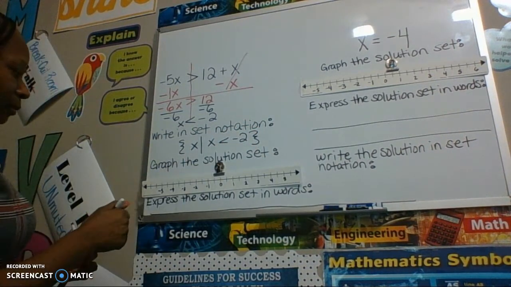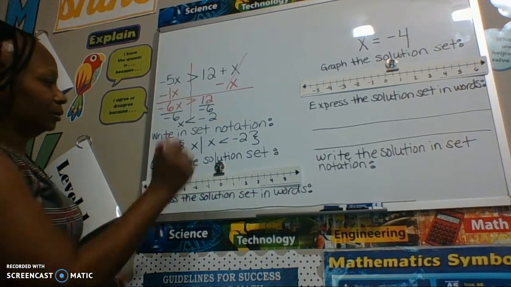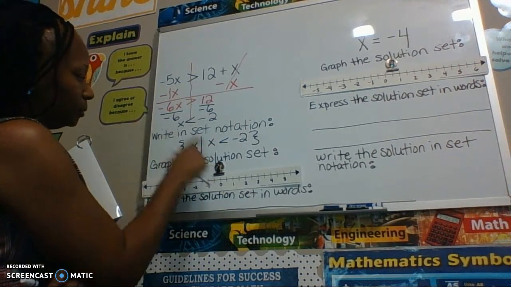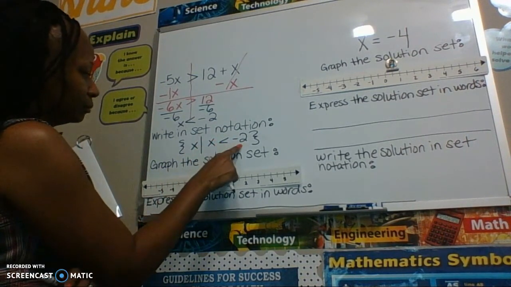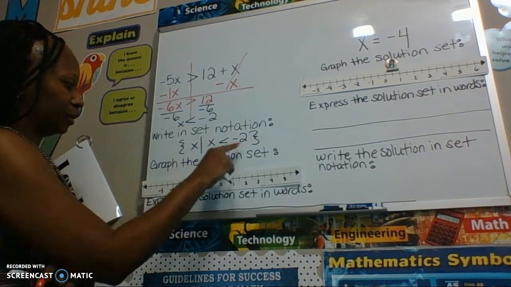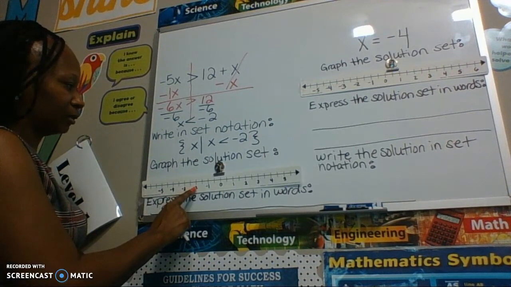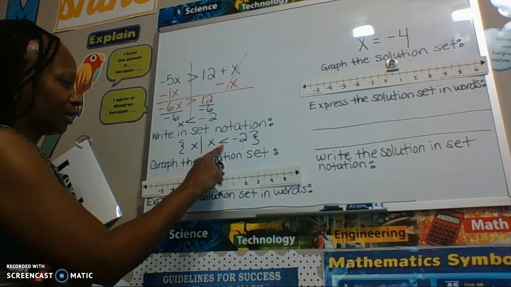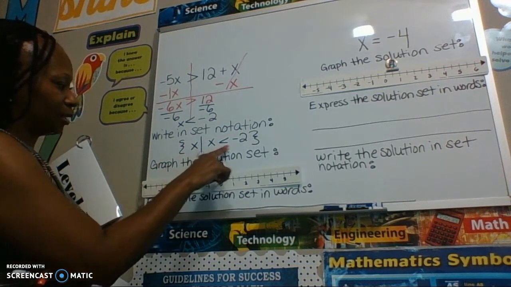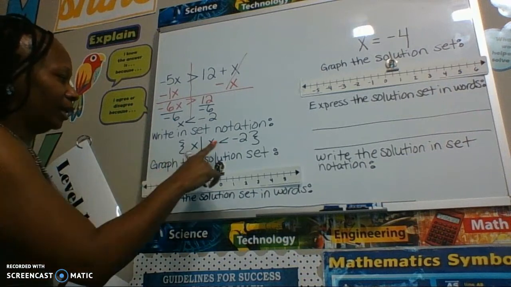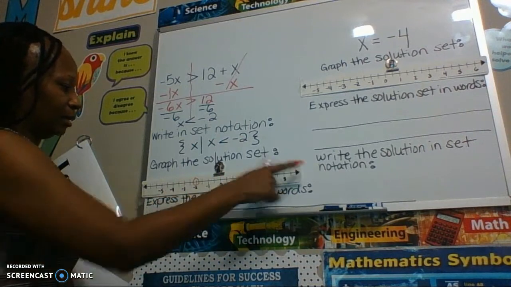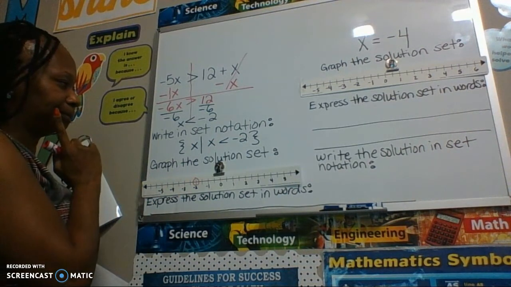Now to graph this, I'm going to think about where are all my answers or numbers that are less than negative 2. Well, first of all, my endpoint is at this number, negative 2. So I know I'm going to put a circle here, but what kind of circle? Because I have less than, it's going to be an open circle, not a closed circle, because it doesn't include an equal sign. And then where are all the numbers? Which direction are all the numbers less than negative 2? Is it to the right of the circle or is it to the left of the circle?